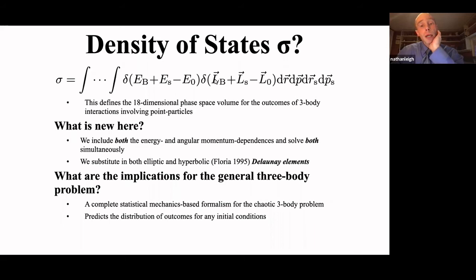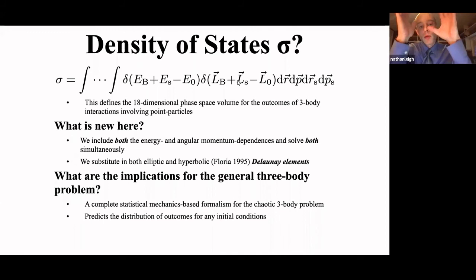And so Stone and Leigh, 2019, provides a first principles solution. Whereas in Valtonen and Karttunen, for example, they handled the angular momentum dependence by normalizing via numerical scattering experiments. So this is all coming from first principles. And so what these delta functions do is they effectively reshape the boundaries of your phase space volume.